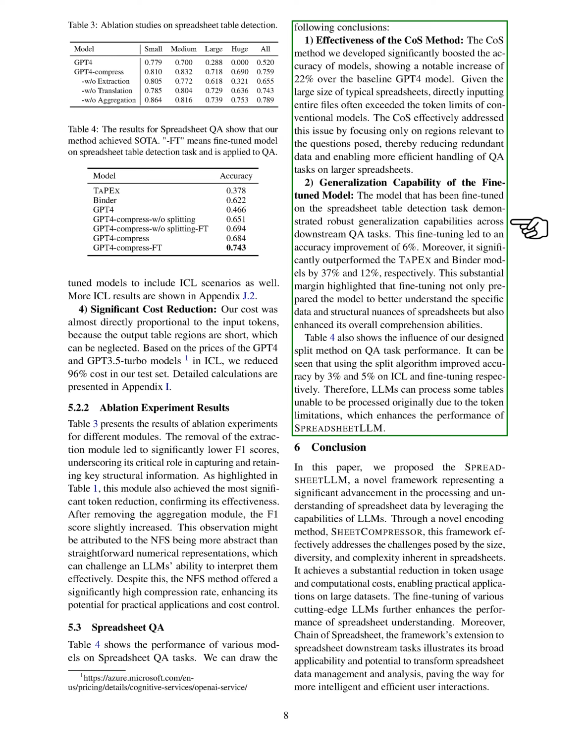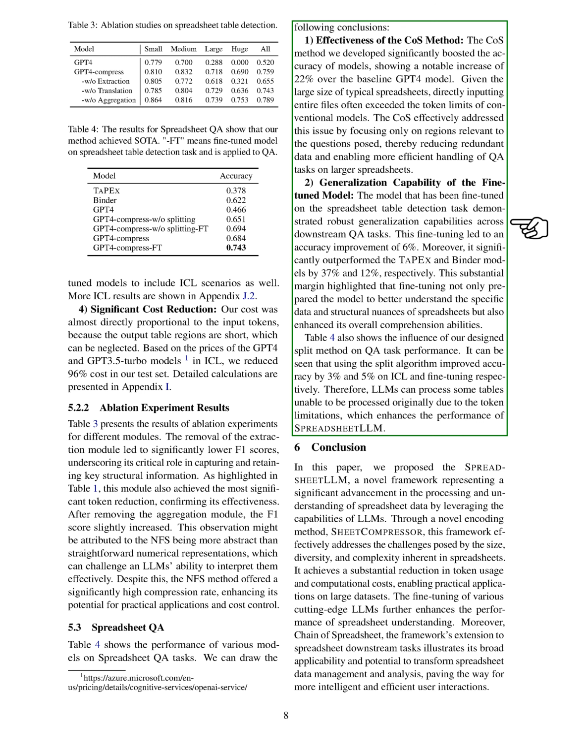2. The fine-tuned model, trained on spreadsheet table detection, demonstrated strong generalization capabilities across different QA tasks, leading to a 6% accuracy improvement. It outperformed other models by a significant margin, showcasing the benefits of fine-tuning in understanding specific data nuances and improving overall comprehension abilities.